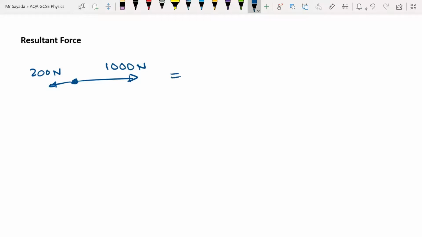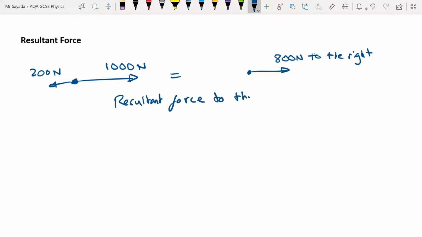You should have said that there is a resultant force of not just 800 newtons, but you should have said it's 800 newtons. Finish my sentence. You should have said to the right, because force is a vector quantity. So 800 newtons to the right. So what that means is this object will be accelerating to the right. What we say is there is a resultant force to the right. Therefore, there is an acceleration to the right.